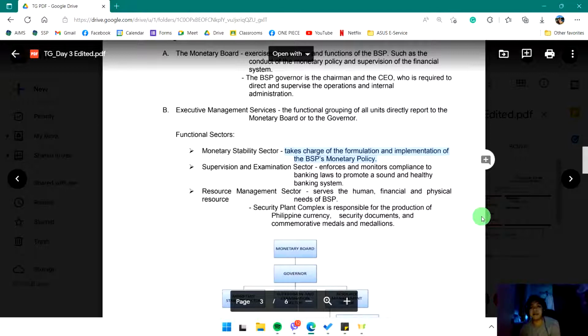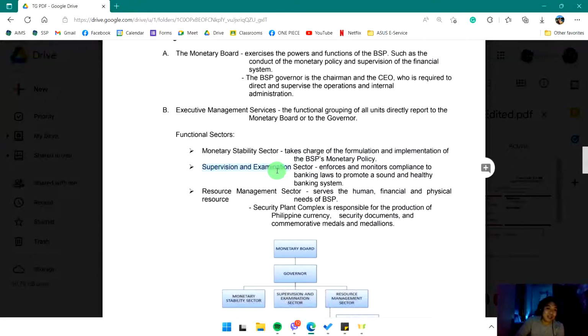Now, yun naman na example na gusto ko ibigay sa inyo. Next, let's go with supervision and examination sector. They enforce and monitor compliance to banking laws to promote a sound and healthy banking system.